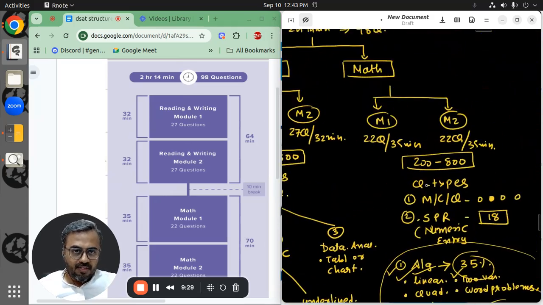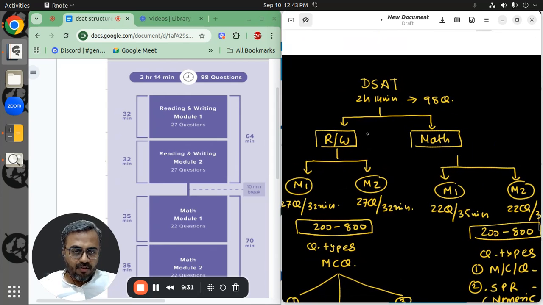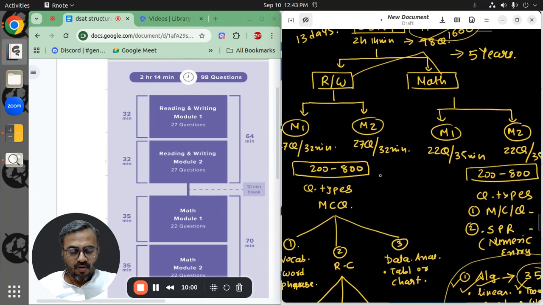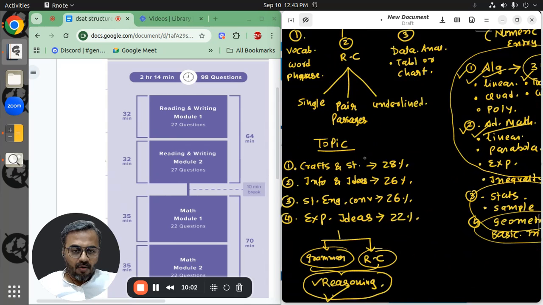So this is your exam structure. Your performance in reading, writing and math will get you a score out of 1600. A 1400 plus score is a good score, which will enable you to secure admission in really good universities. Score validity is 5 years, and within 13 days of writing the exam, you will get your official scorecards. Now, what is the nature of the test?